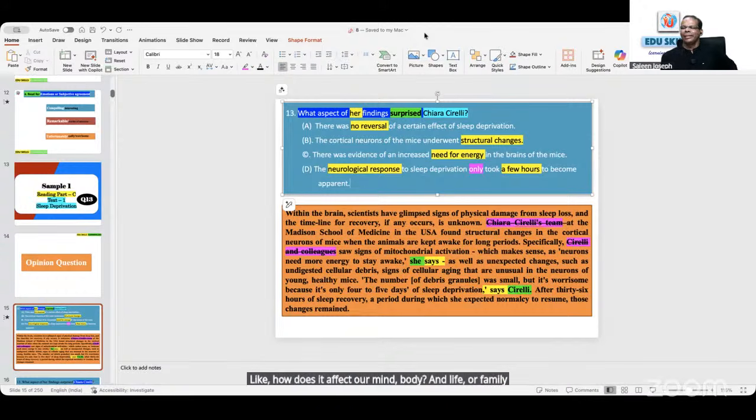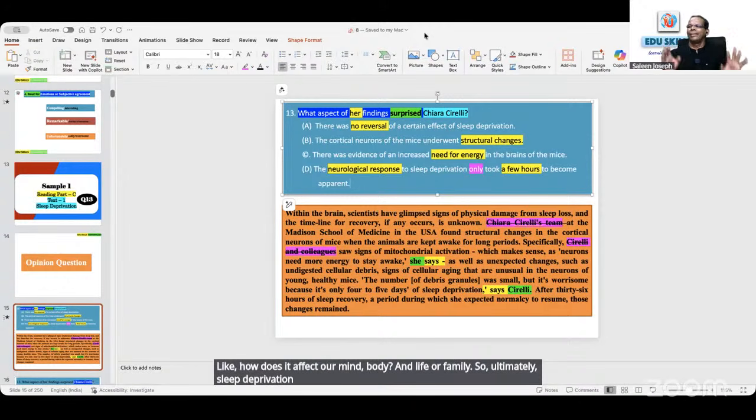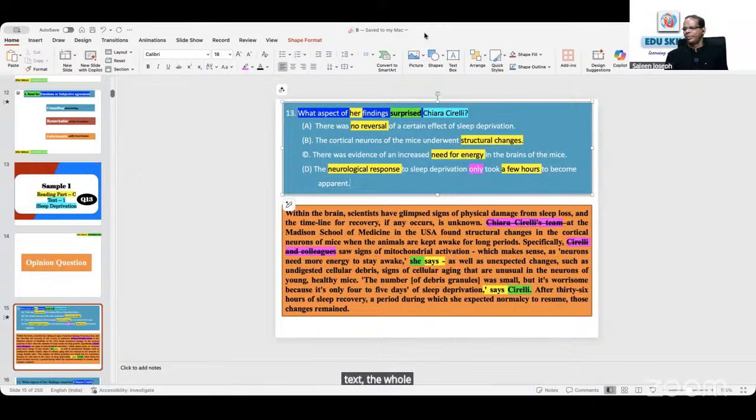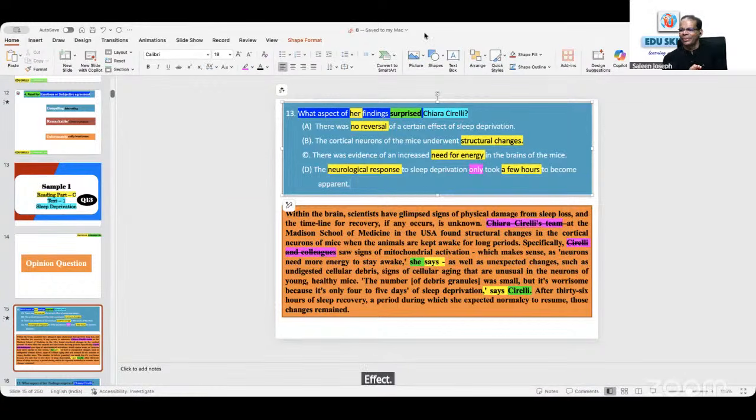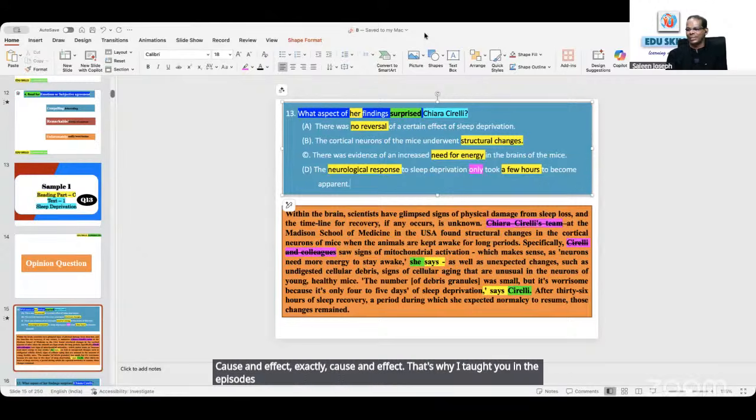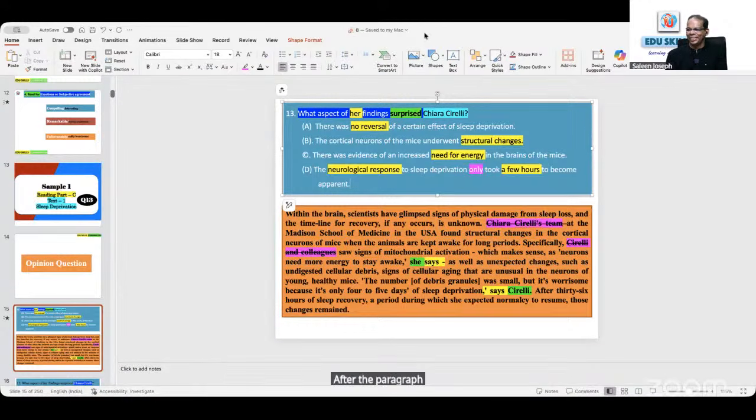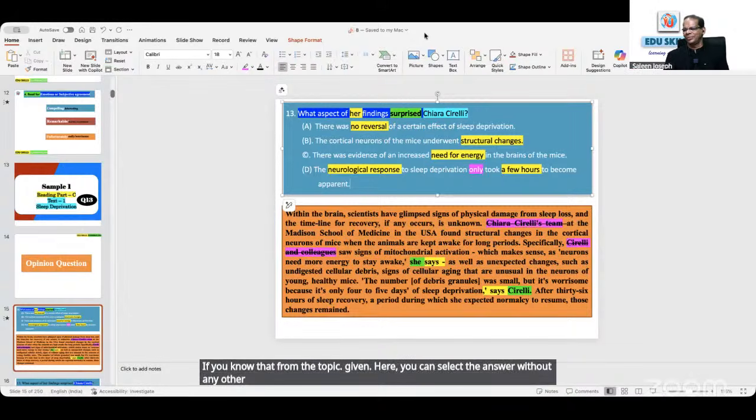So ultimately, the title sleep deprivation says the whole text, maybe 7 or 8 paragraphs, is going to speak about the effect. So what will be the nature of the text in all the paragraphs? Cause and effect, exactly. That's why I taught you cause and effect first in the episodes on paragraph structure. Because for so many questions, if you understand cause and effect from the topic given, you can select the answer without any other criteria.